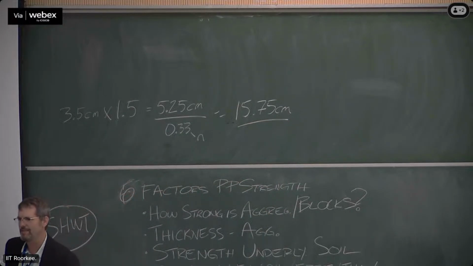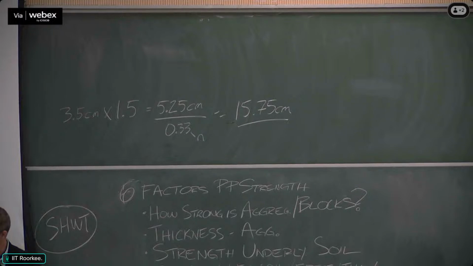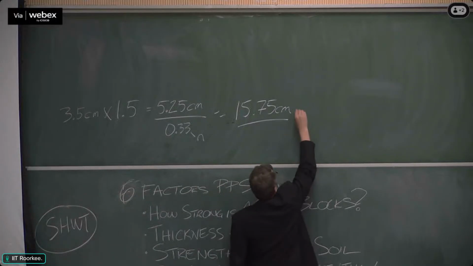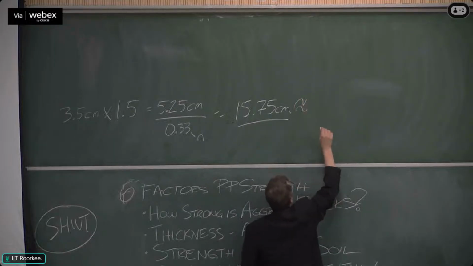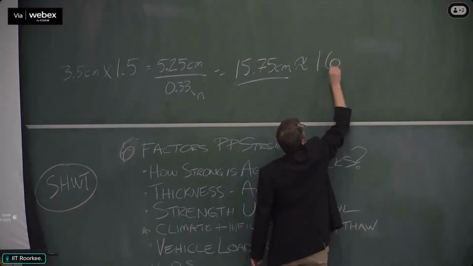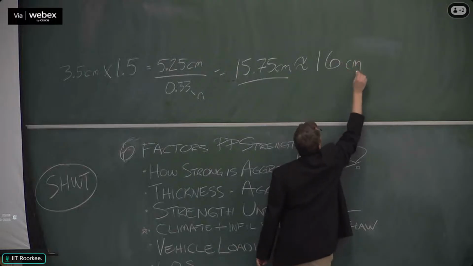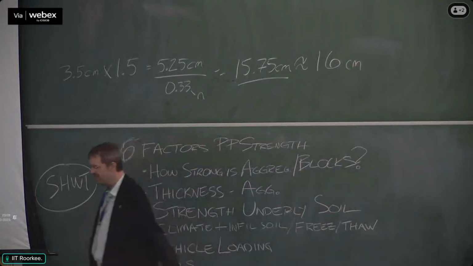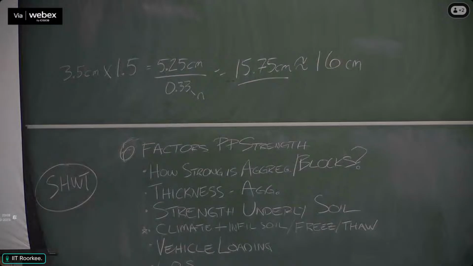Now, how many of you plan to be engineering designers someday? Some of you probably already are. Would you ever spec 15.75 centimeters? No. You'd never spec that. That's too precise. So that's effectively equal to 16 centimeters. Now, for a perfectly flat permeable pavement, that's perfect.